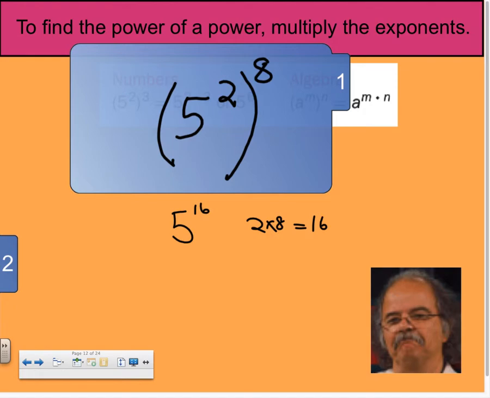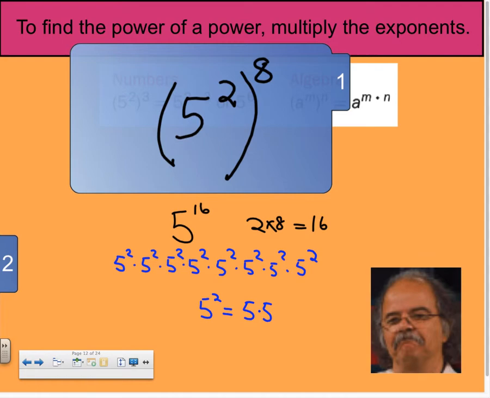Now remember, how does this work? Well, we have 5 to the 2nd power 8 times. So 5 to the 2nd times 5 to the 2nd times 5 to the 2nd, and keep going until we have eight 5 to the 2nds. Now, each one of the 5 to the 2nds can be written which way? 5 times 5. So each one of these is two 5s, right? So I'm going to have 2, 4, 6, 8, 10, 12, 14, 16 5s, which is why we have 5 to the 16th power. How many people feel comfortable with this concept right now? Power of a power. Okay, very good.